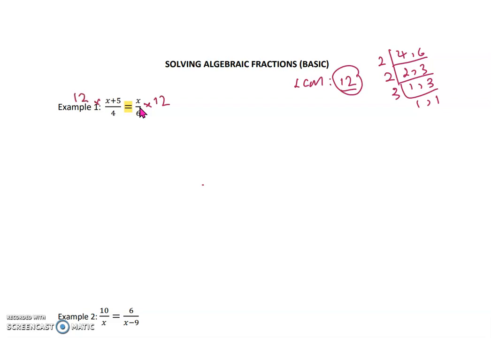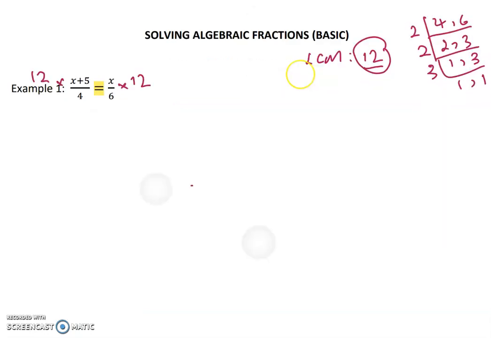This is different from adding and subtracting of algebraic fractions. That one, we still need it to be a fraction. That's why we have to make the denominators equal, and we multiply the top and bottom. But for this one here, we're trying to get rid of it. So I'm going to use a different color here.